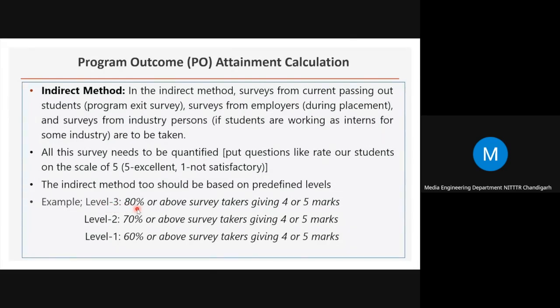Because in indirect methods, there is a tendency of the students to give more positive results. Most of the time the survey takers are lenient towards the survey, so there is sometimes a tendency to mark higher. That's why it is considered as 80%. But these figures are variable, so we can change them as per our local program scenario. Once we have quantified these survey responses into level 1, 2, 3, the calculation approach is the same as we have used for the direct method. So let's see that also.